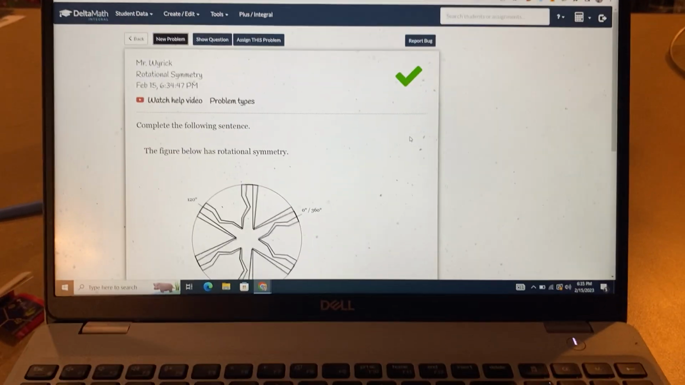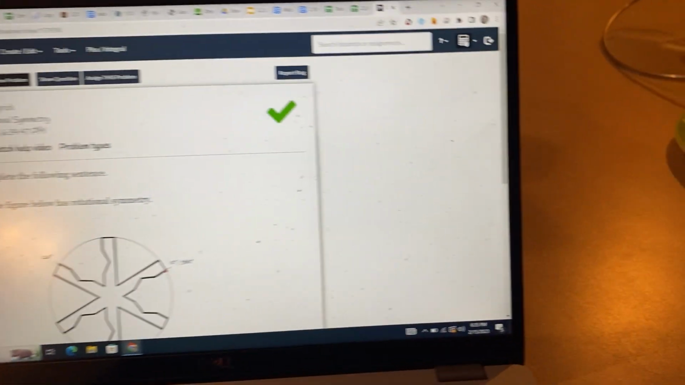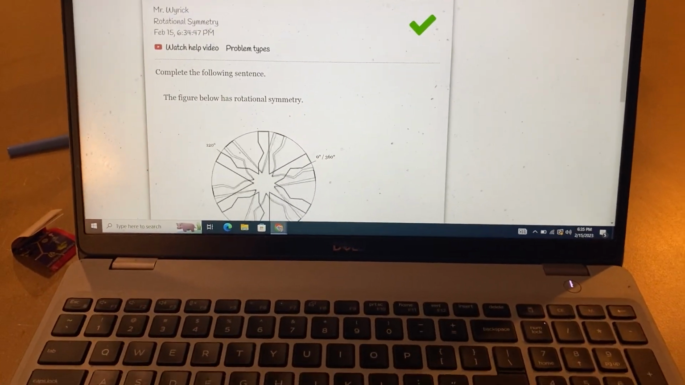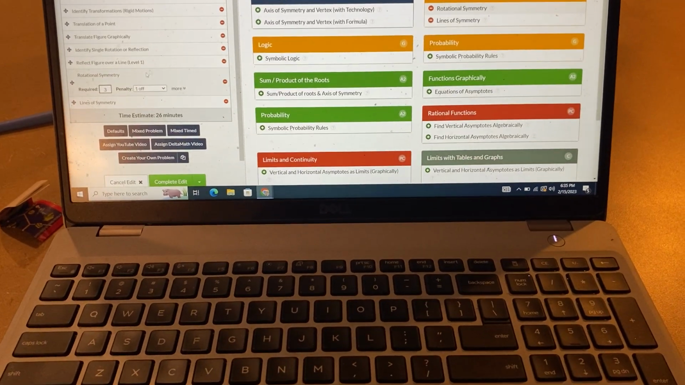This is probably going to be the only thing you would need the calculator on. And again, right up here in the corner of Delta Math is a calculator. I'm going to be monitoring your traffic. Don't go jumping around on Desmos.